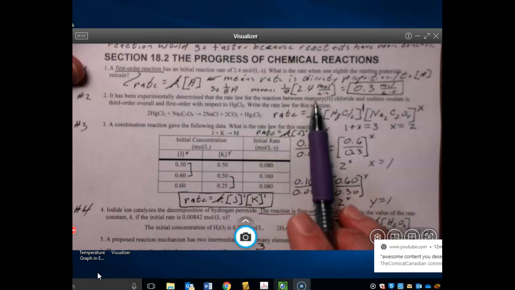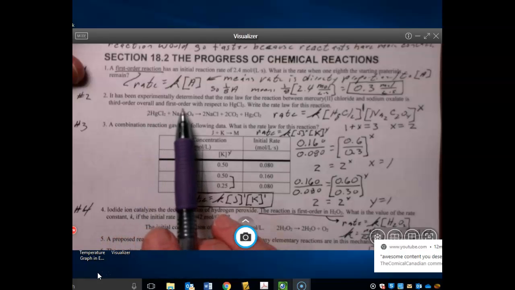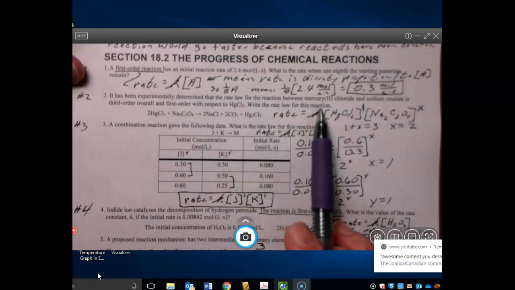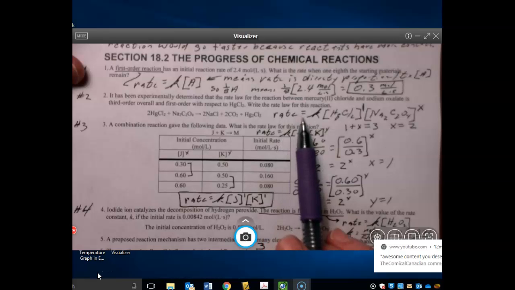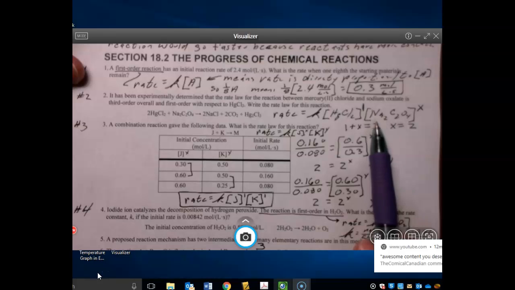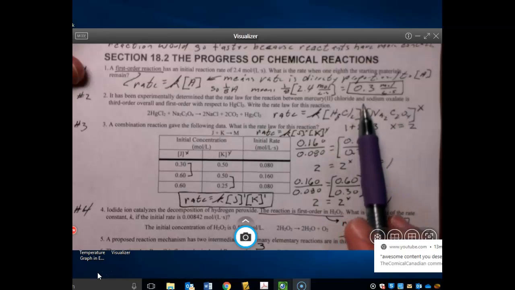Okay, and then the second question was: it has been experimentally determined that the rate law for the reaction between mercury 2 chloride and sodium oxalate is third order overall and first order with respect to mercury chloride. Write the rate law for this reaction. So they showed you the reaction. Well, the rate is equal to K times the concentration of the mercury chloride and then times the concentration of the other reactant. Now it told you it was first order with respect to mercury chloride. So that gave you the order here. And that it was third order overall.